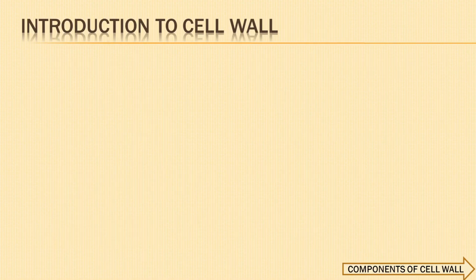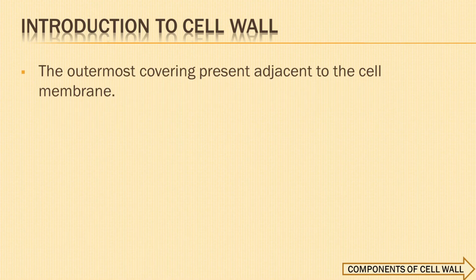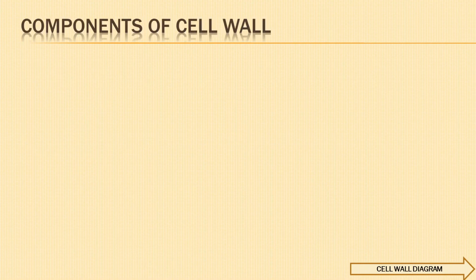As you very well know, cell wall is present only in plant cell and absent in animal cell. It is the outermost covering present adjacent to the cell membrane in plant cells. Its main function is to provide strength, structural support, and protection to the cell. We will learn together about its various functions a little later. Now, we will study about the components of cell wall.